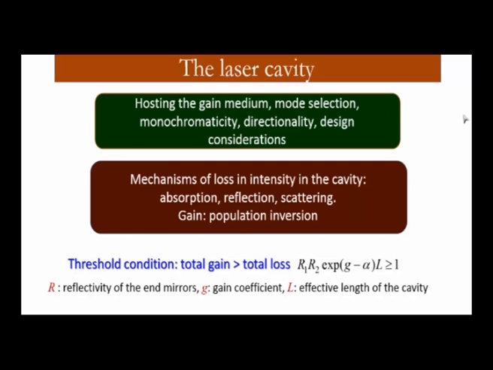What happens when it's reflected back? The photons go through the inverted medium once again, and there is again this population inverted medium. So there are more and more events of stimulated emission, and you get a very large number of photons going to the second mirror. This continues. That is what happens in a cavity.